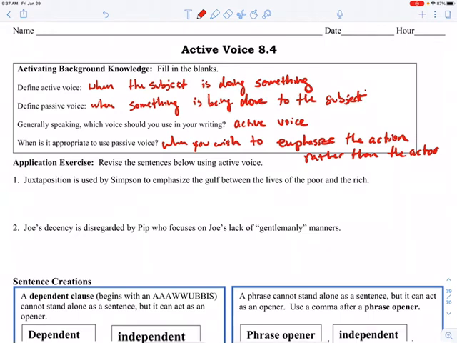All right, let's revise some sentences. These are both written in passive voice. They need to be changed to use active voice. So give it your best shot. There might be a number of possible right answers. Let's see what you can come up with. Pause the video.